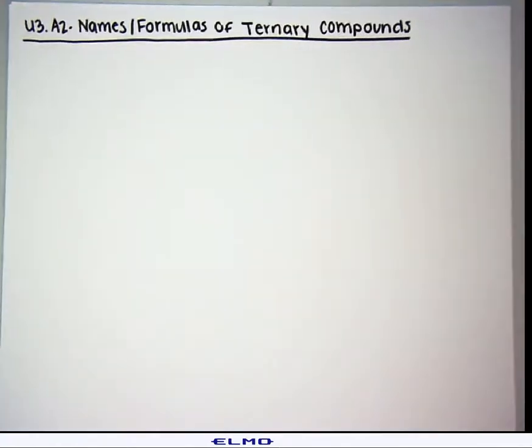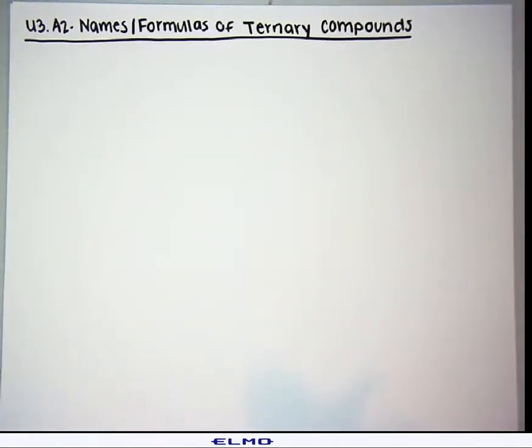In this lesson, we're going to go over how to write names and formulas of ternary compounds. So in the last lecture, we did binary, which meant two different elements bonded together. Now we're going to look at groups of three elements bonded together.